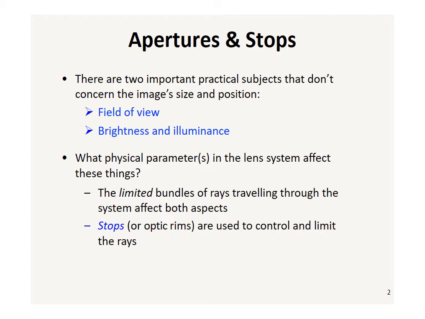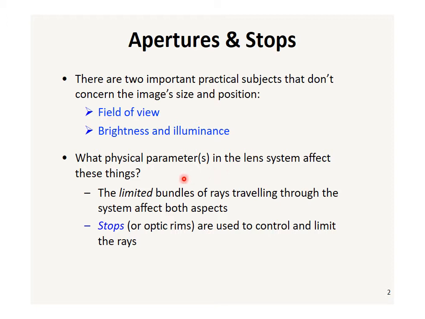Up to now, we've been concerned with the path that rays take in an optical system, particularly when they form an image, and we've been looking at the size and the position of the image that's formed. But in this lecture, we're going to be considering something else. We're going to look at the field of view, so that is how much of the object and other space around the object we can see in the image, and also the brightness and luminance of the final image.